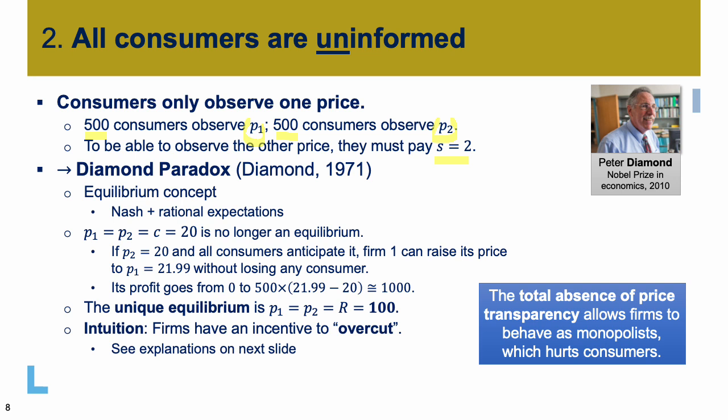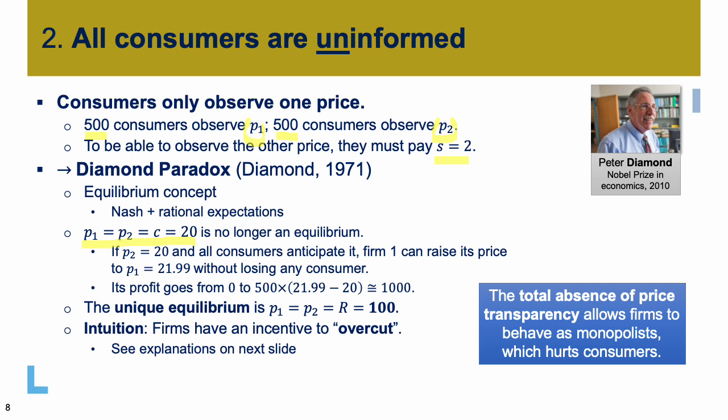Because consumers, when they decide to incur the search cost, do this on the basis of what they expect the unknown price is. So, to be clear, a consumer must expect that the price it's going to find is lower by more than 2 if it wants to decide to pay the cost of 2. So it's only worth searching for a price that is sufficiently lower than the price that you already observe.